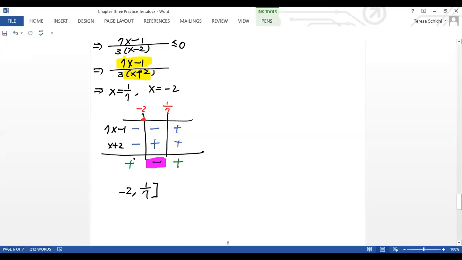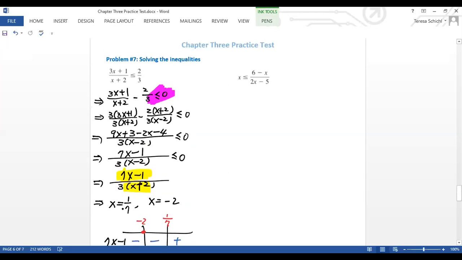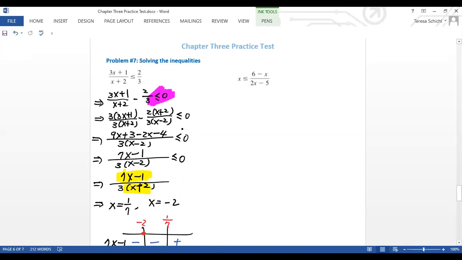But for the -2, can I use a bracket? No, I cannot use a bracket. Why? Because x plus 2 is in the denominator. If I use the bracket to include the -2, then the denominator will be equal to 0. So I need to use what? Parentheses here. All right.